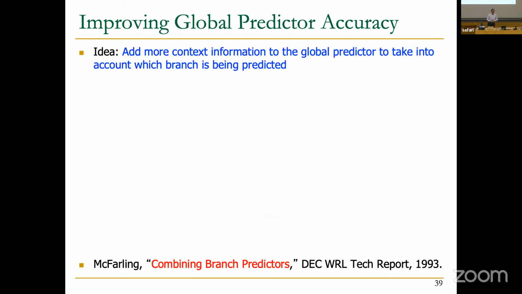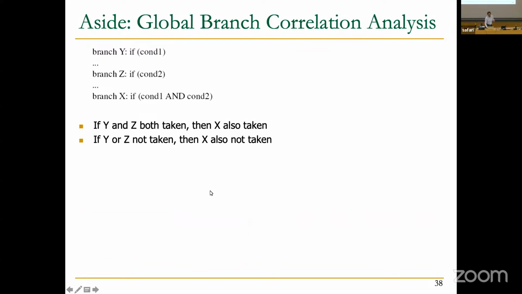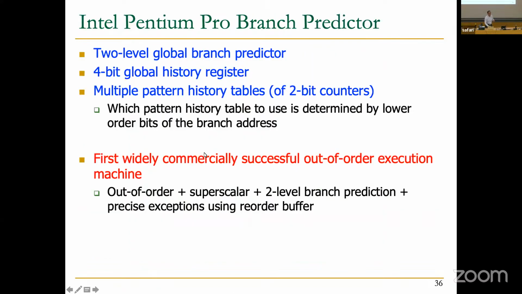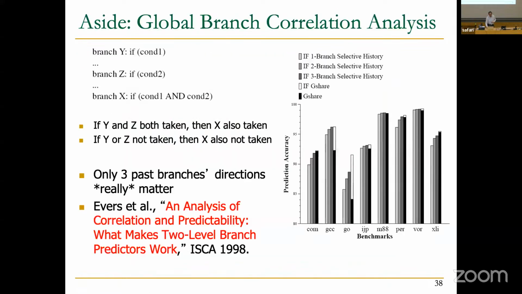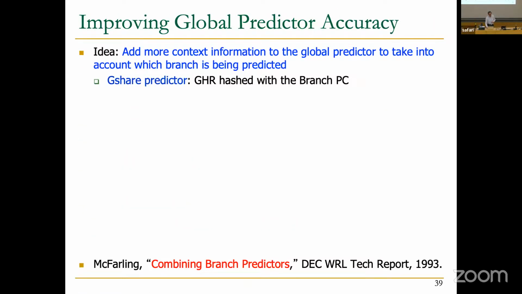So people decided that actually this is a very good approach, and they tried to improve its accuracy in many ways. I'm going to give you one idea, which was introduced by this paper. This paper was never published anywhere. It was published by Digital Equipment Corporation as a technical report, but it had a lot of impact. Basically, the idea is to add more context information to the global predictor to take into account which branch is being predicted. Now, notice that Intel Pentium Pro did this actually by separating the pattern history tables based on the program counter information.